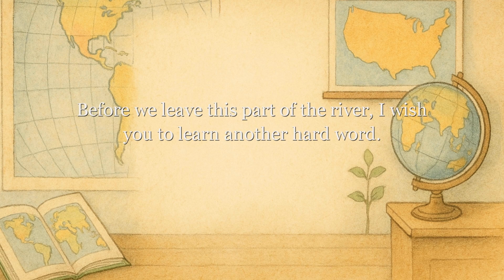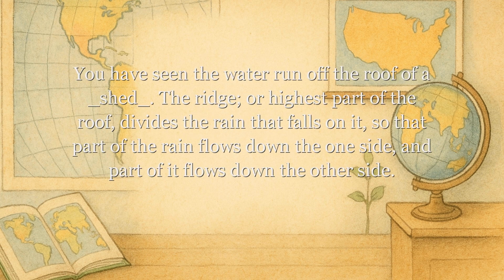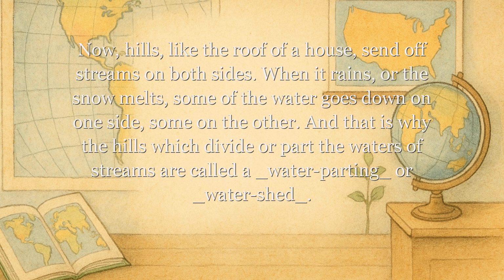Before we leave this part of the river, I wish you to learn another hard word. You have seen the water run off the roof of a house. The ridge, or highest part of the roof, divides the rain that falls on it, so that part of the rain flows down the one side and part of it flows down the other side.